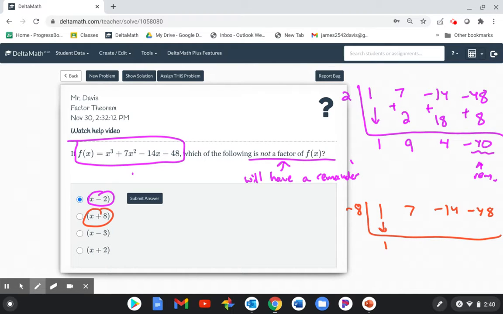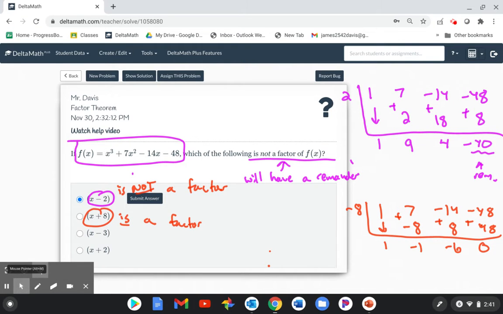So bring down the 1, we get 1. Negative 8 times 1 is negative 8. Add those together, we get negative 1. Negative 8 times negative 1 is positive 8. Negative 14 plus 8 is negative 6. Negative 8 times negative 6 is positive 48. Add those, we do get 0. So that means this is a factor. This also means negative 8 is a 0. And this other one is not a factor. And presumably, if we were to do the other two, we would also get 0. They would be factors, but no need to waste our time.